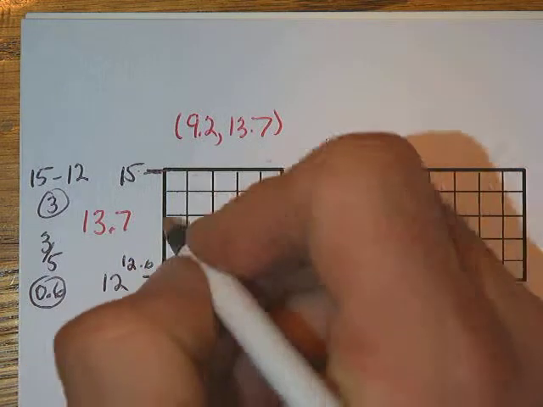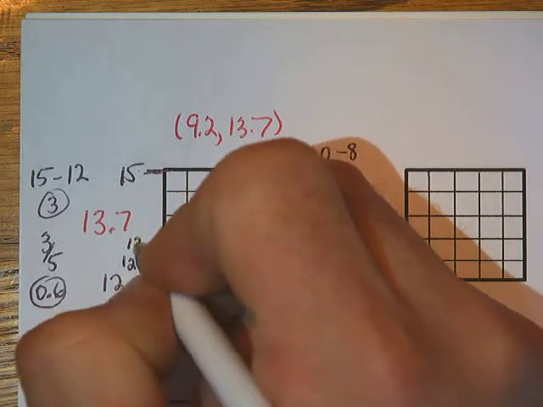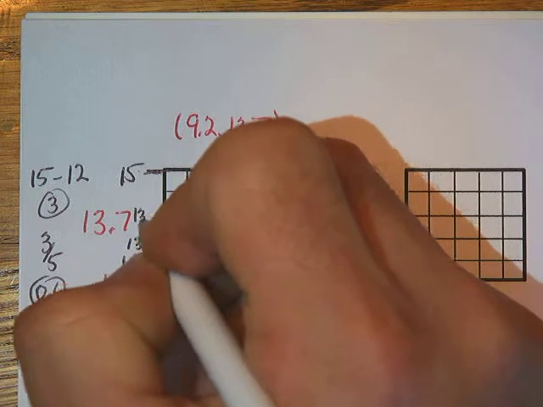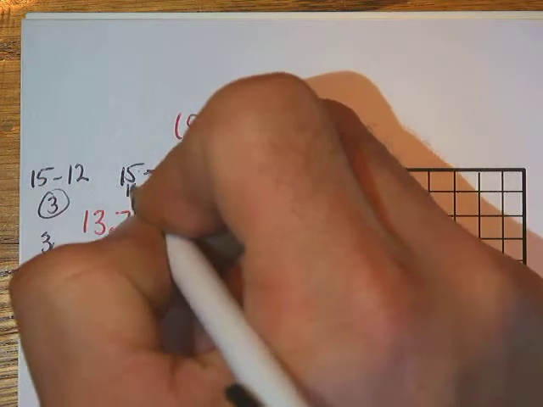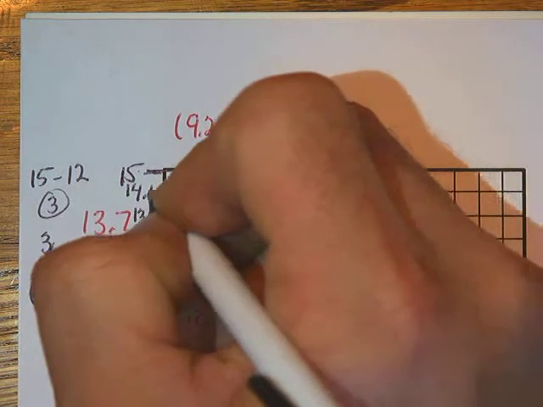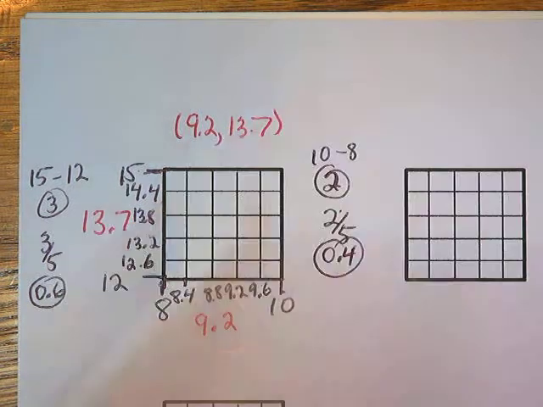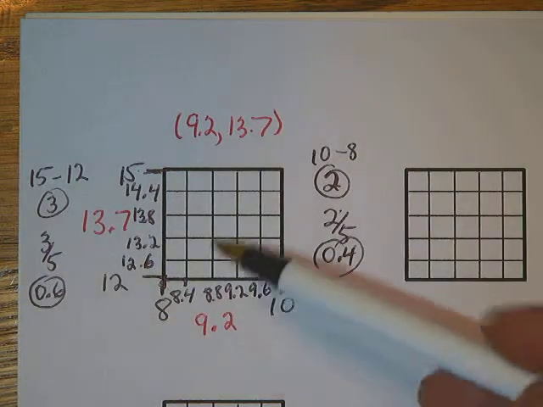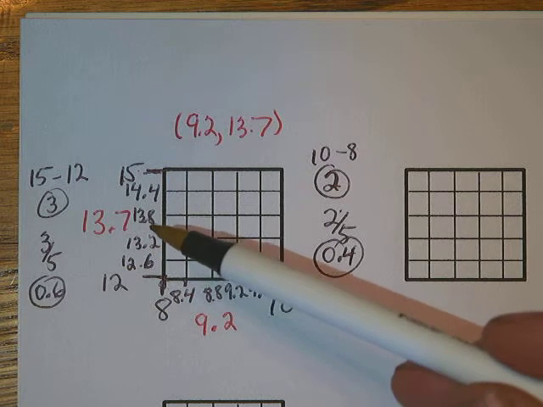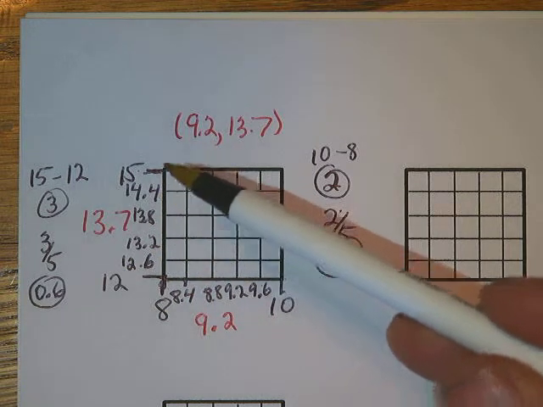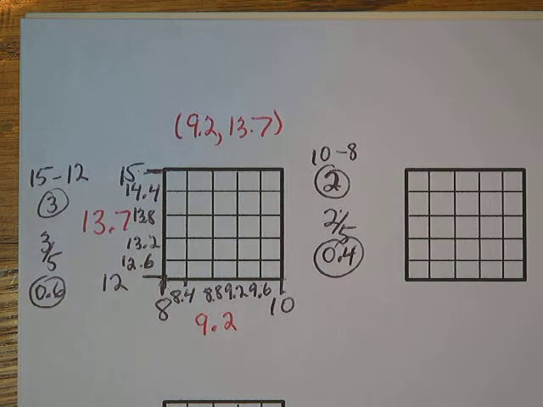So we have 12.6, 13.2, 13.8, 14.4, and if we add 0.6 onto that, we get 15, which we should. Right? 12.6, 13.2, 13.8, 14.4, and 15. So that's our y scale.